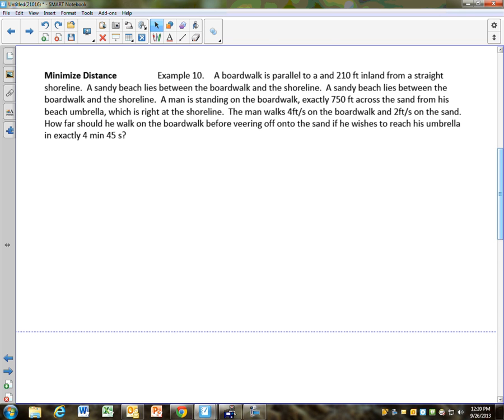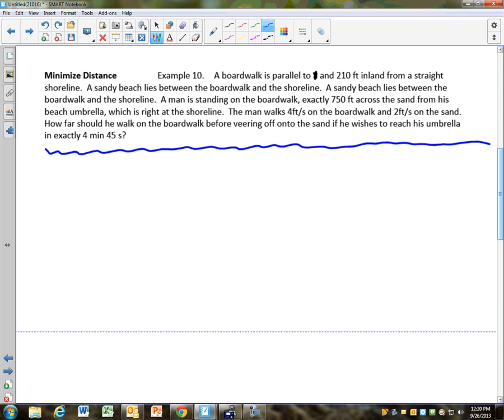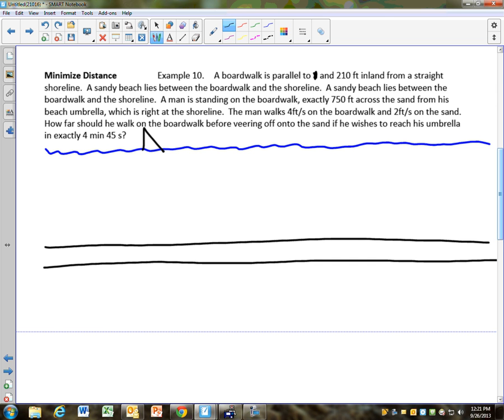A boardwalk is parallel to and 210 feet inland from a straight shoreline. So, I'm going to have a shoreline, which is water. And there's a shark that lives in the water. That just makes problems more interesting if you draw a shark. It has nothing to do with it, but it's more exciting now. So, there's a boardwalk. Everybody know what a boardwalk is? And it's 210 feet inland, so this distance right here is 210.